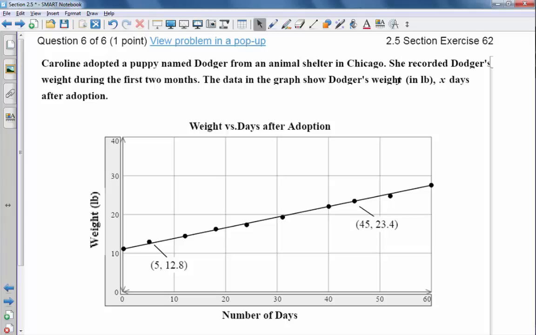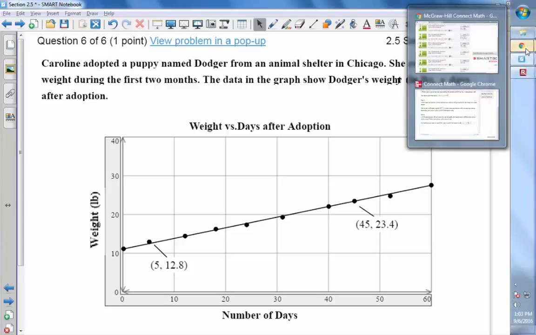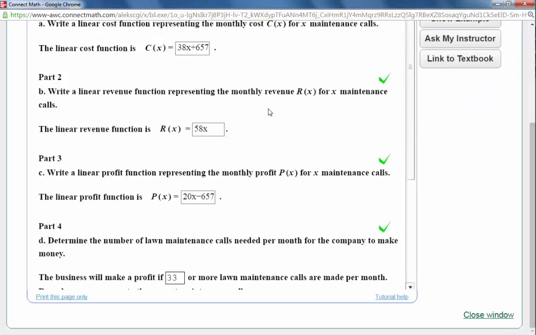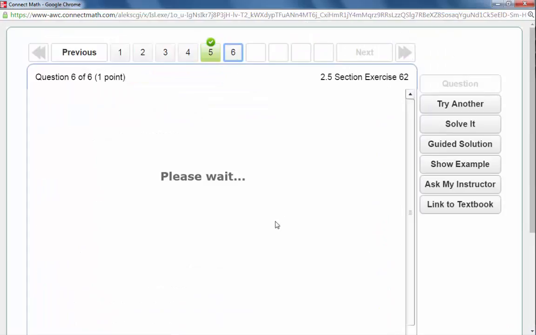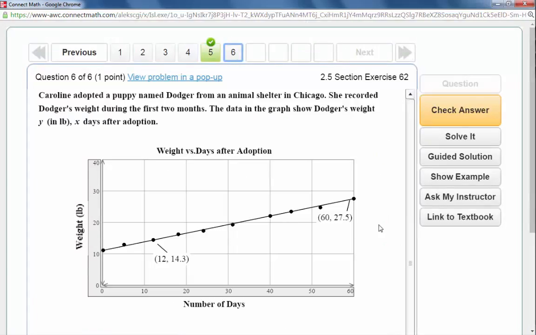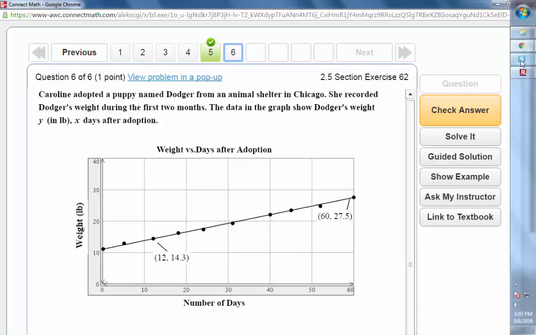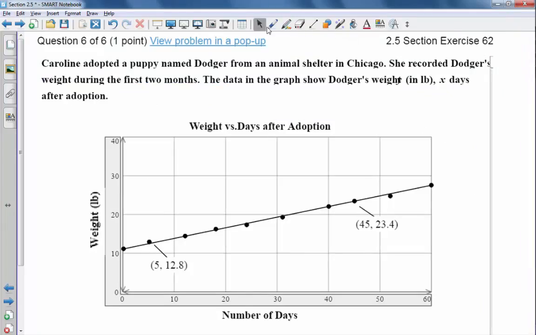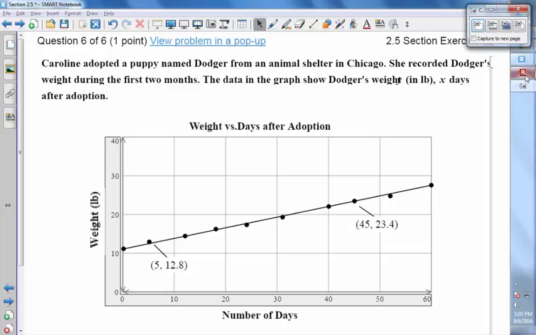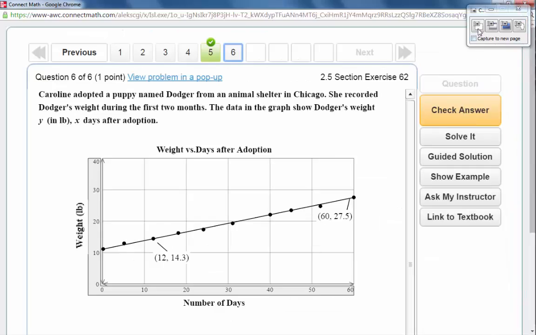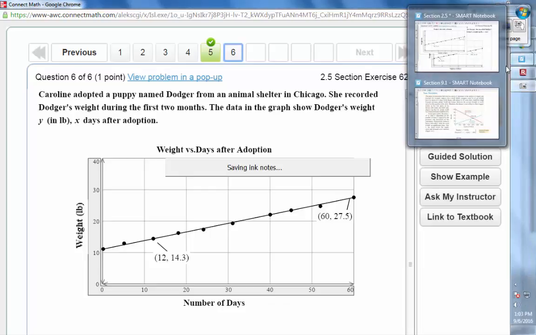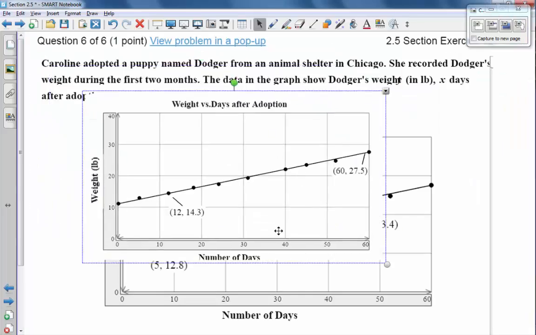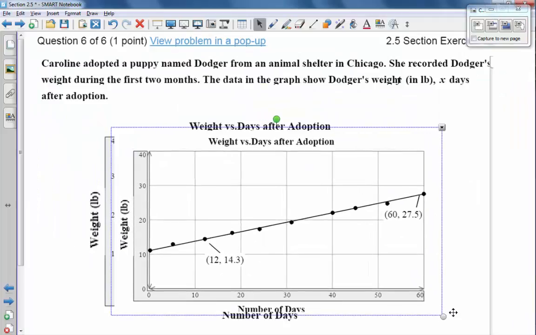Alright, let's read the question. But first, let's compare this to mine. We copy this one. There you go. Revised picture.